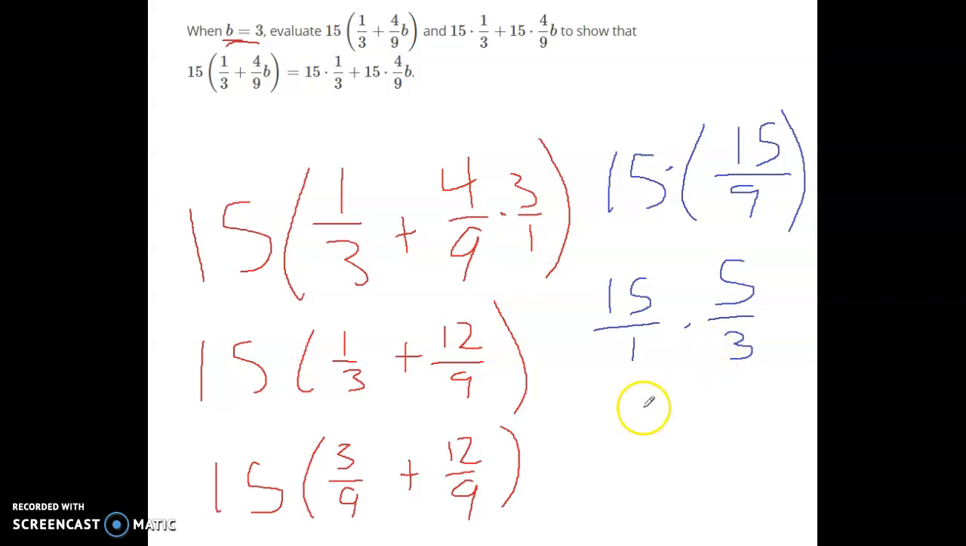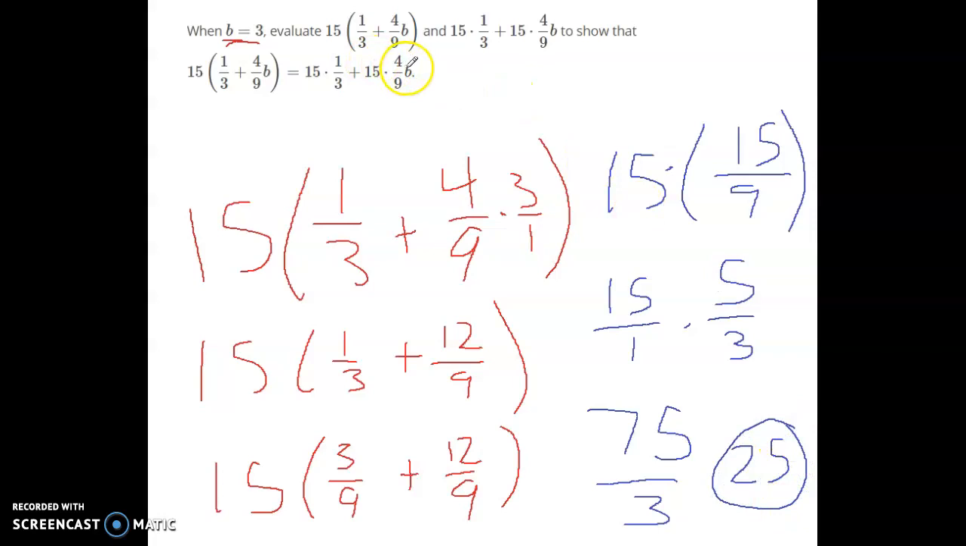So 15 times 5 is 75. 1 times 3 is 3. 75 over 3 reduces to 25. So that is my final solution from plugging in a 3 to the first expression. And so now I need to plug a 3 into the second expression, and we're hoping to get a 25 as well.